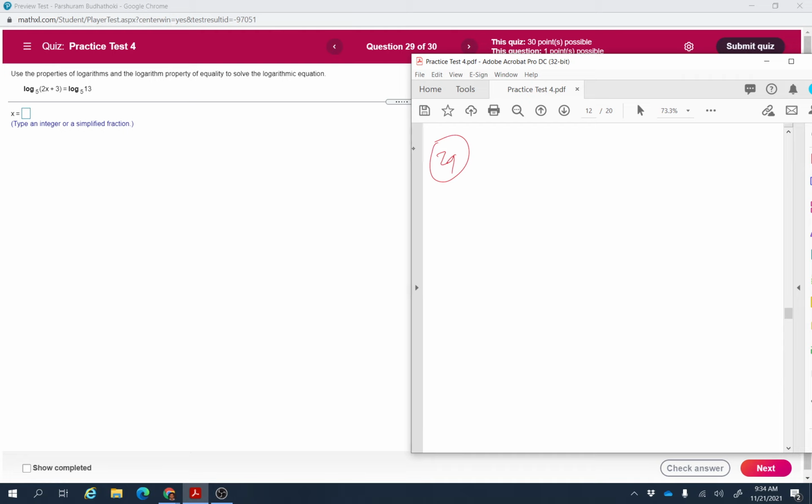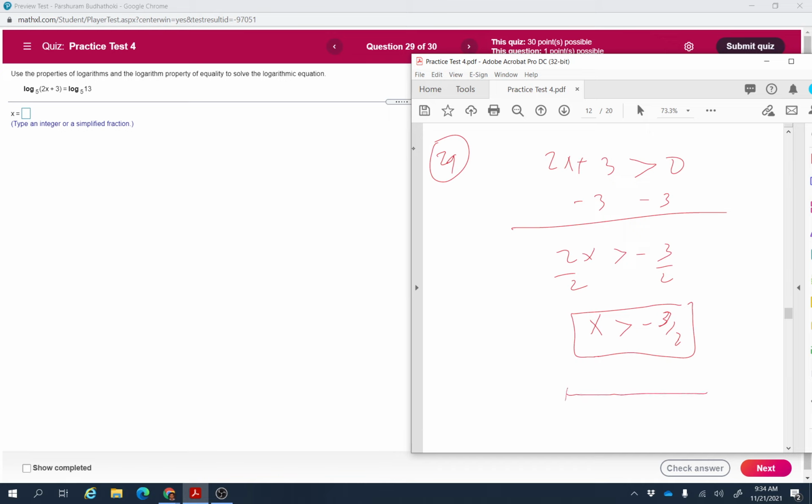So here we have the domain for the first log function on the left side. This 2x plus 3 has to be greater than 0. So 2x has to be greater than -3. If you divide both sides by 2, x should be greater than -3/2. So any answer from -3/2 to infinity would be a valid answer.